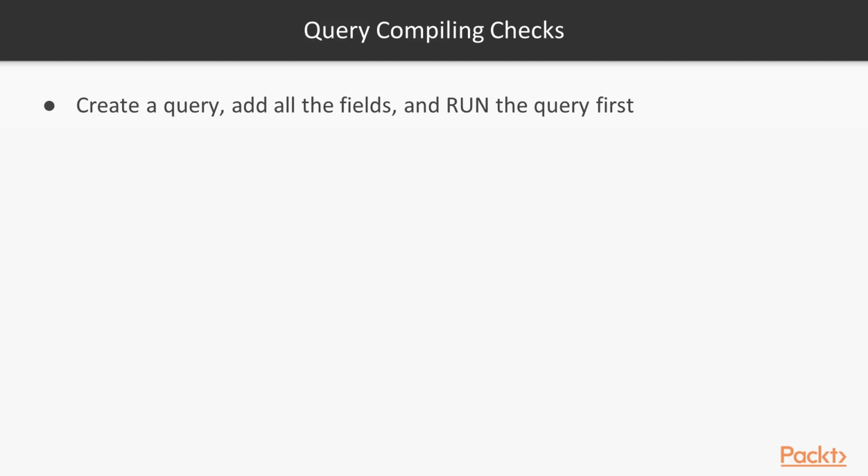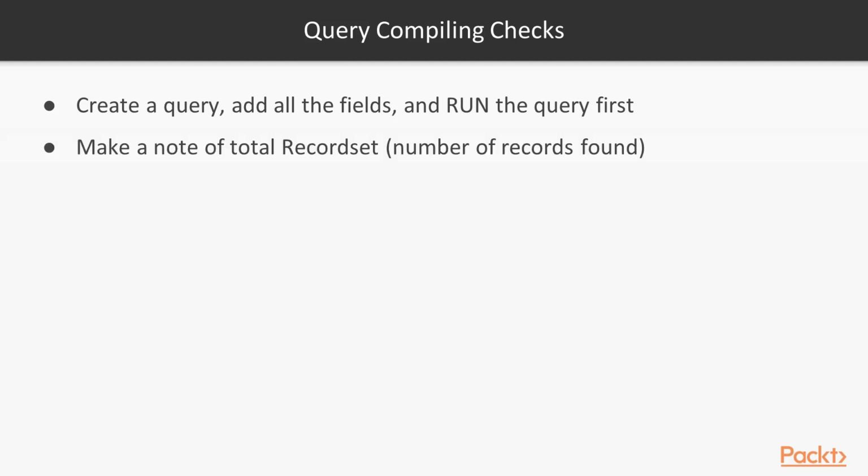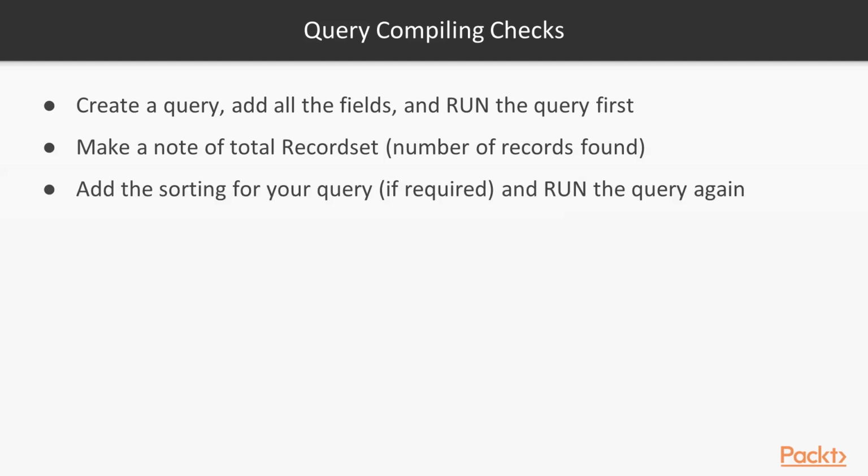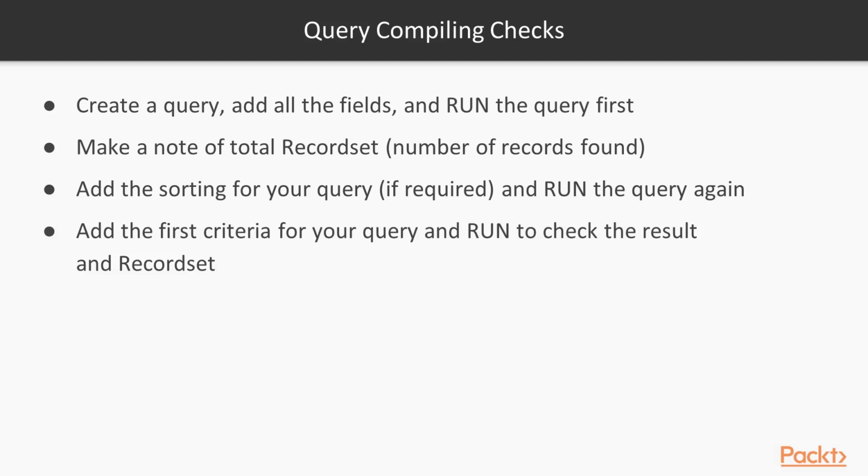Create a query, add all the fields and run the query first to check you can see the data. Make a note of the total record set, that's the number of records found, so you can compare and see the number change. Add any sorting to your query if required, and run the query again to confirm it's correctly organized. Add the first criteria for your query and run it to check the record set. It should reduce as it's been filtered.